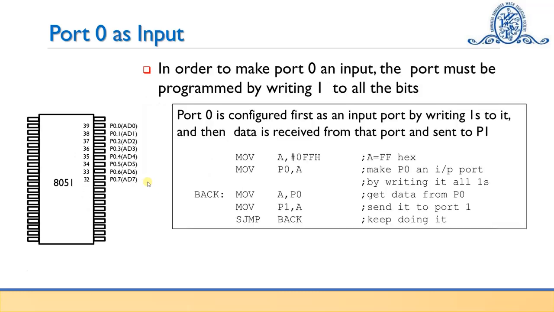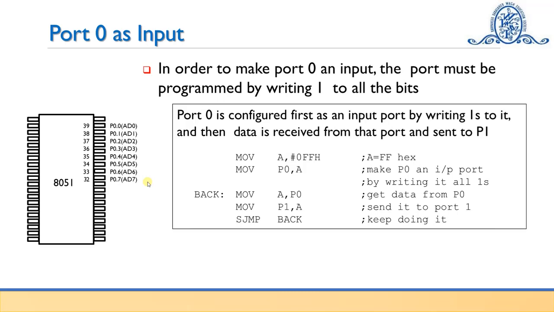Now if I have to use this port as an input, in order to make it an input port, the port must be programmed by writing 1 to all its bits. So port 0 is configured first as an input port by writing 1s to it, and then the data is received from the port. So before receiving the data, you have to initialize it as an input port, and to initialize it as an input port, you have to write 1 to each pin of it.